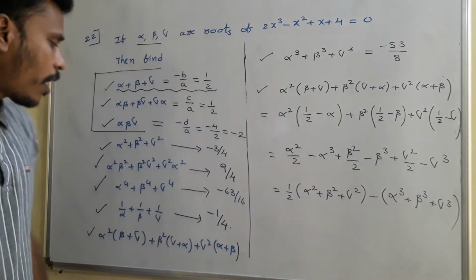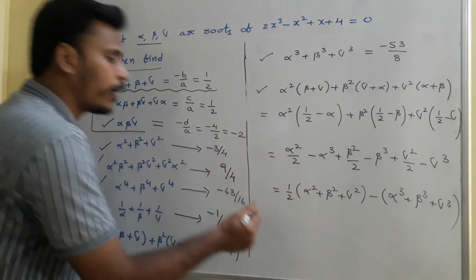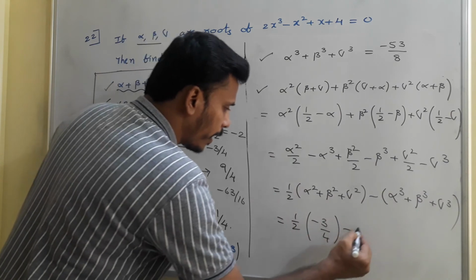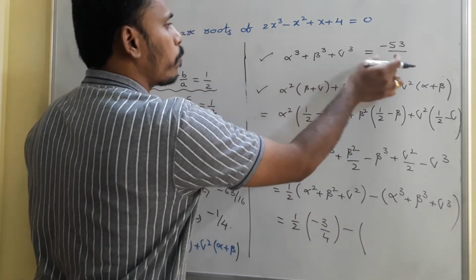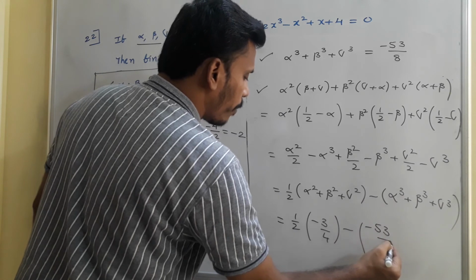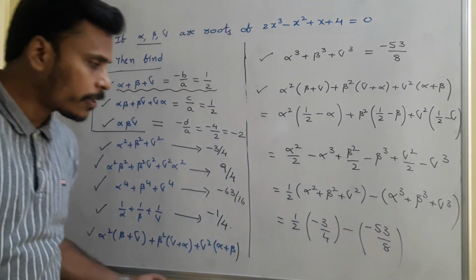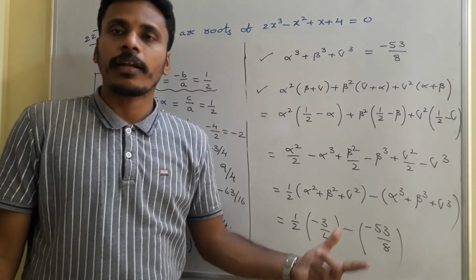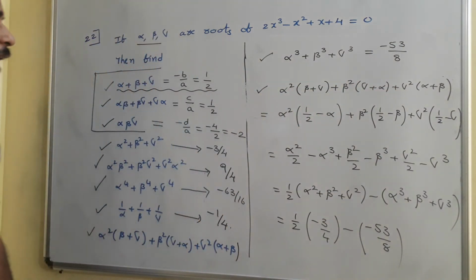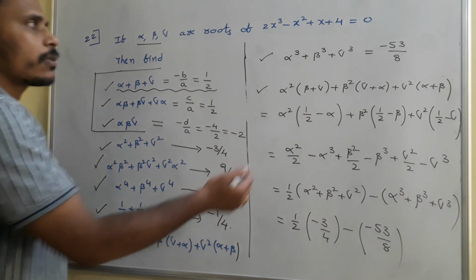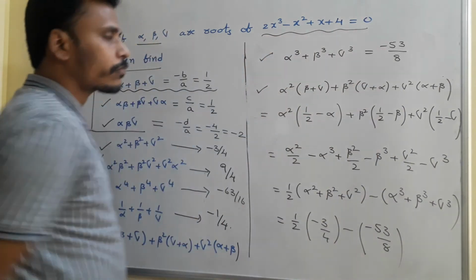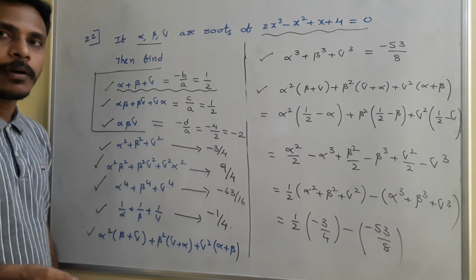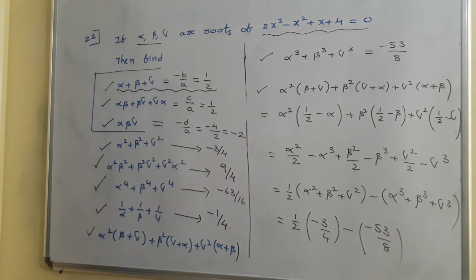We have these two values. Just substitute. Alpha square plus beta square plus gamma square is minus 3 by 4. So 1 by 2 into minus 3 by 4, minus alpha cube plus beta cube plus gamma cube, which we just found as minus 53 by 8. Simplify it, you will get an answer and that will give you the value of this one. Okay, that represents that value. Have a look at the end: if alpha, beta, gamma are roots of the given polynomial, then finding values based on these roots is done in this way.